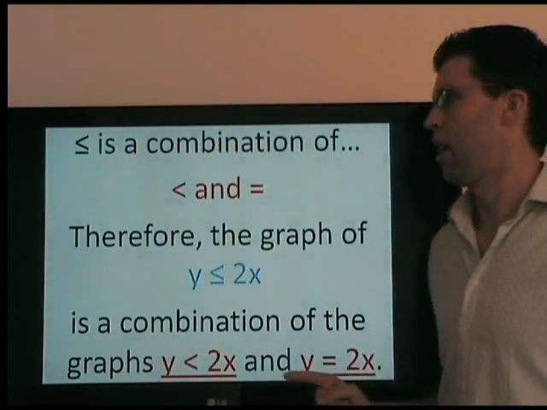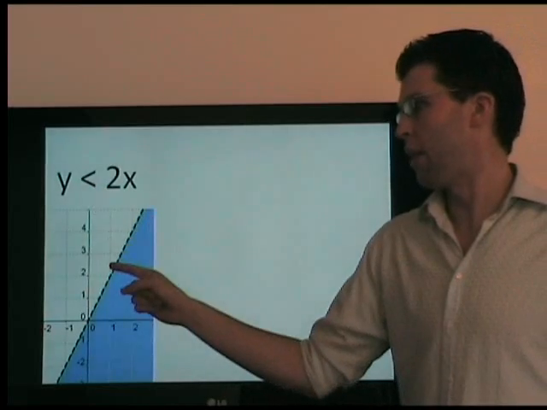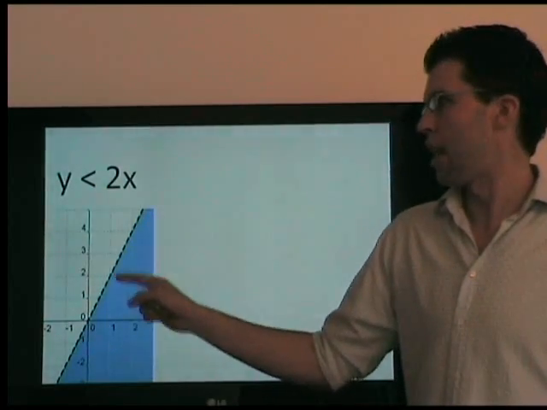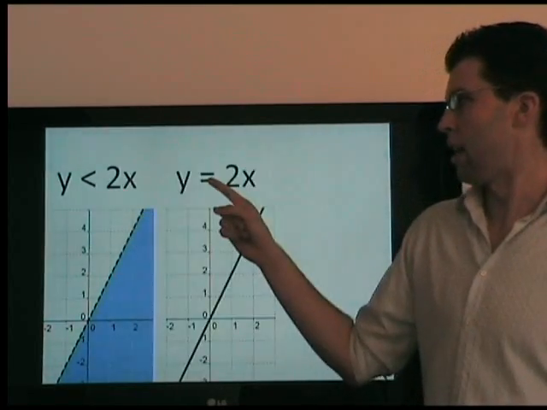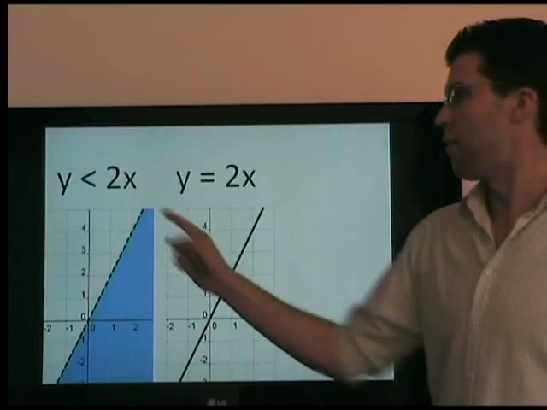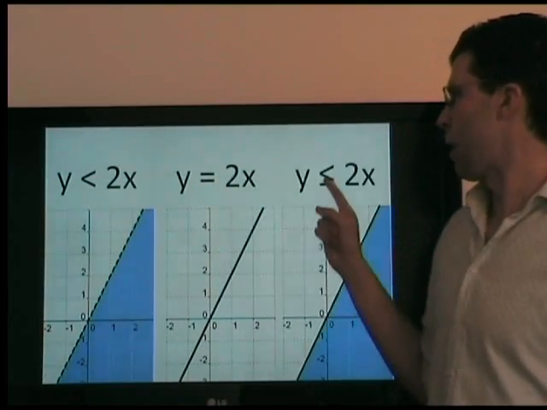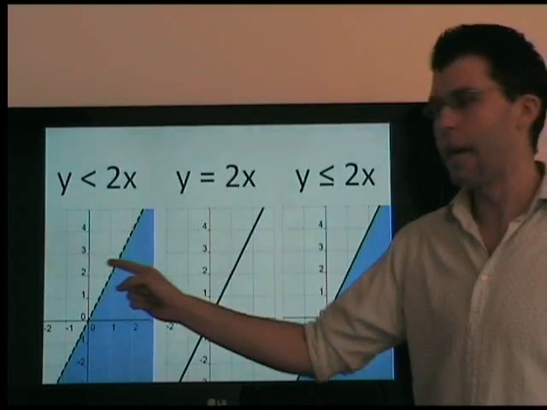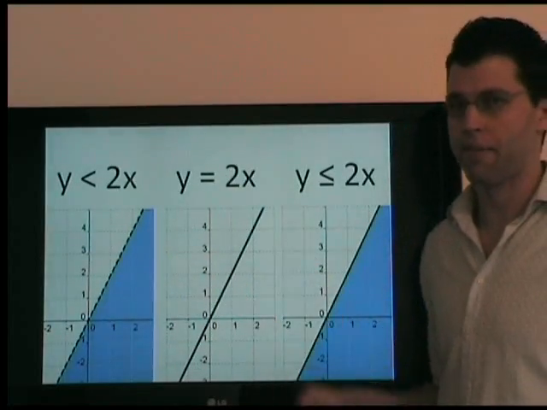So let's take a look. Here, no equal sign, so we indicate that with a broken line shaded below. Right? Equal sign, solid line. If we combine these 2 symbols, we get this inequality. If we combine these 2 graphs, we get this graph.